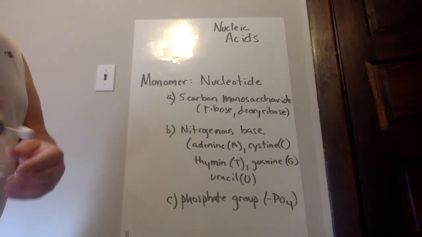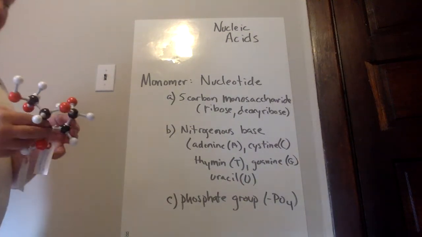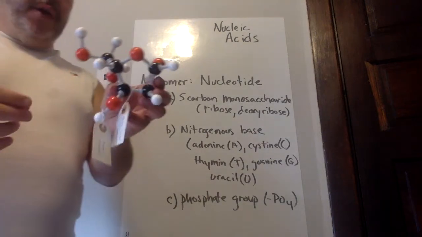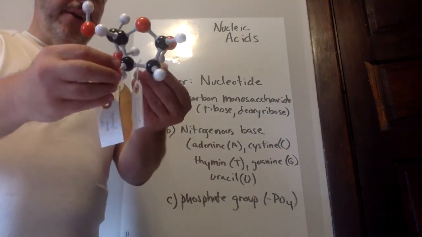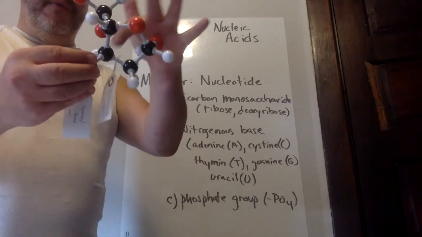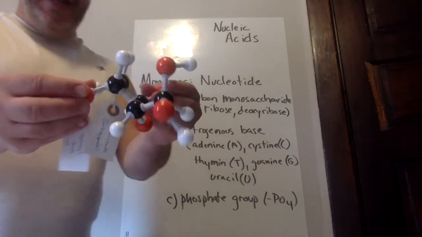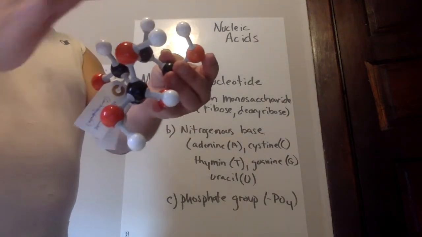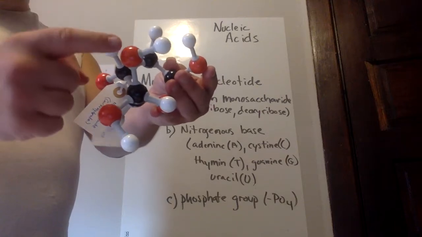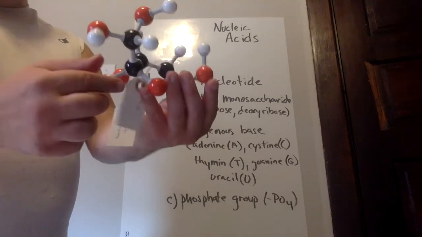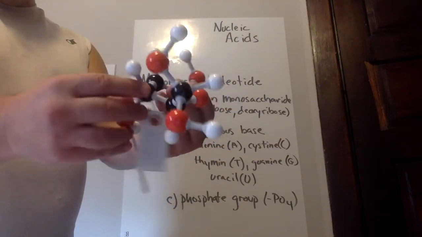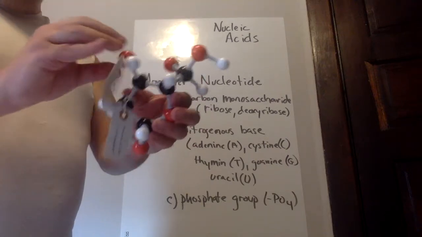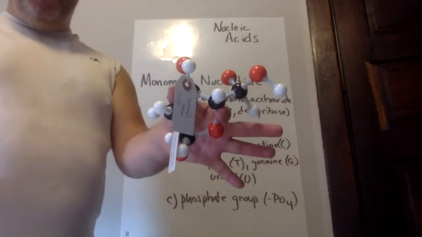Those 3 different parts are, first, a 5-carbon monosaccharide. Here we can see a 5-carbon monosaccharide. We have 1, 2, 3, 4, 5 carbon molecules. And then, because it's a monosaccharide, you can see we have our hydroxyl groups and hydrogens filling in the rest of it. This is going to be the base of our molecule.